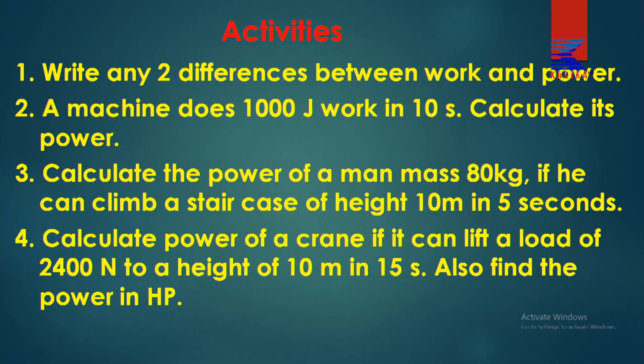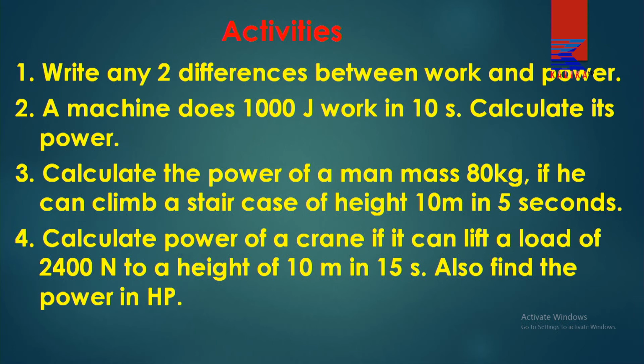Okay, write any two differences between work and power. Make a table, with work in the first column and power in the second column, and give the definitions. The product of force and displacement is called work. The rate of doing work is called power. The SI unit of work is joule. The SI unit of power is watt. So that's it. You can give one more if you like.